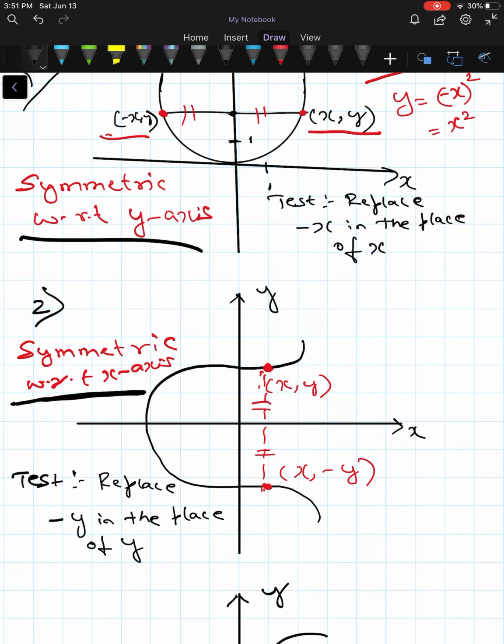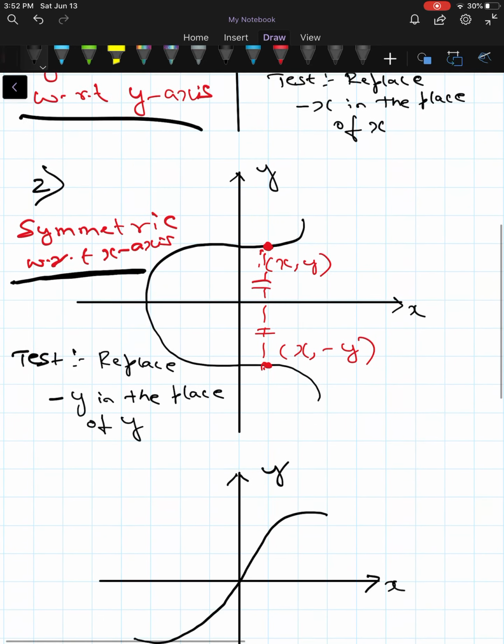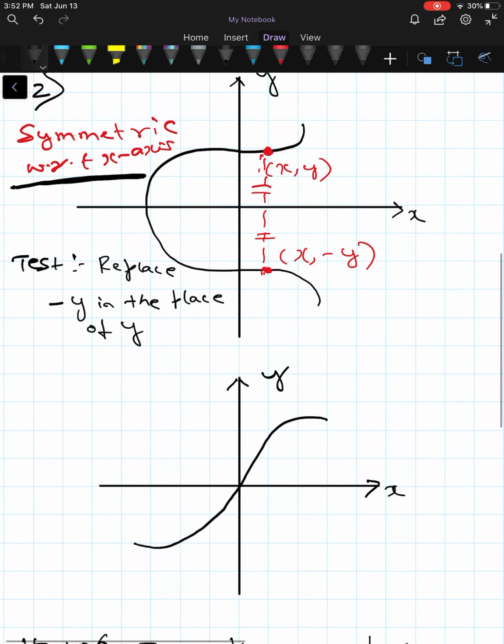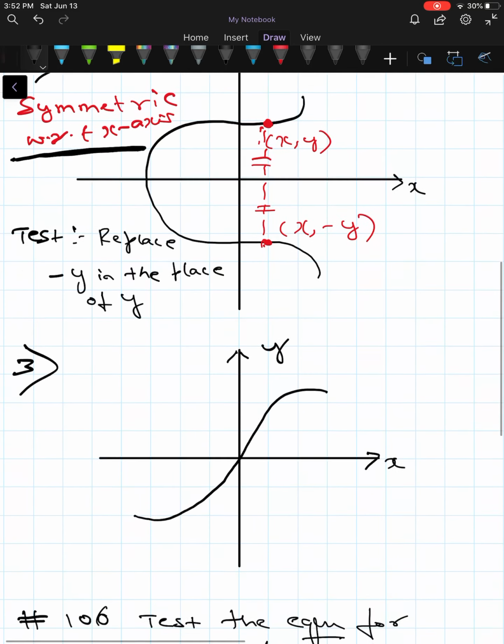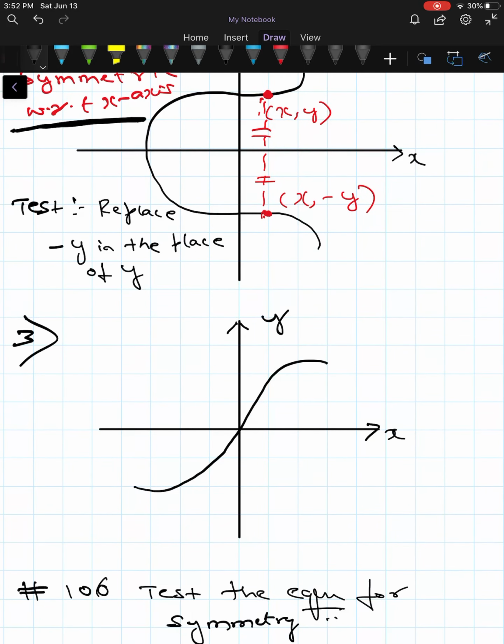There are certain graphs which can be symmetric with respect to both axes as well. You can perform both the tests and say that they are symmetric with respect to both the axes. That would be nothing but symmetric with respect to the origin. So that is your third type. You can see here, you have (x, y) at this place, and you have (-x, -y) at this point. So the mirror image of this point is this one.